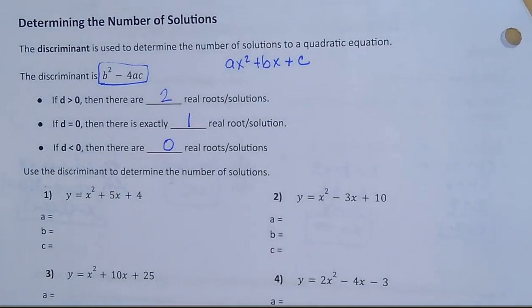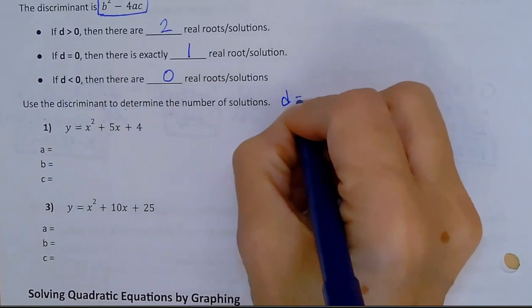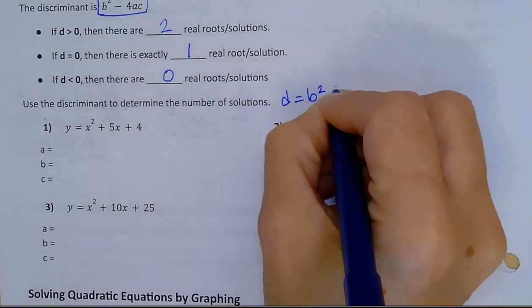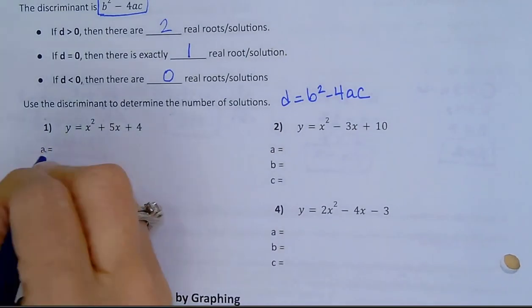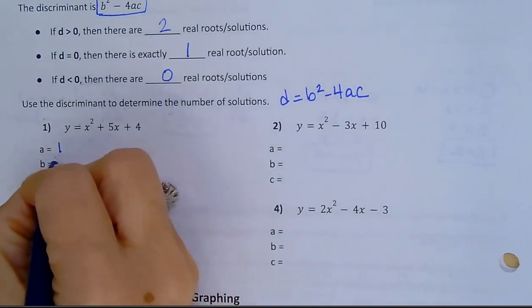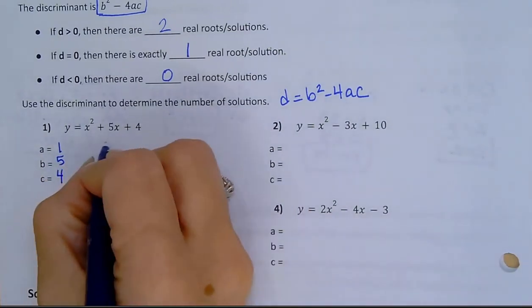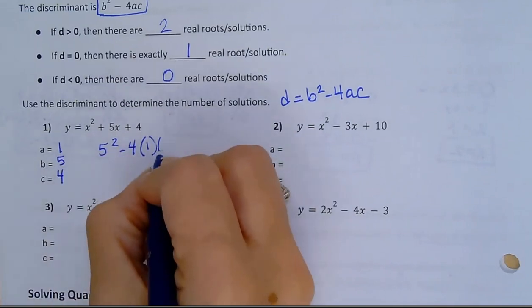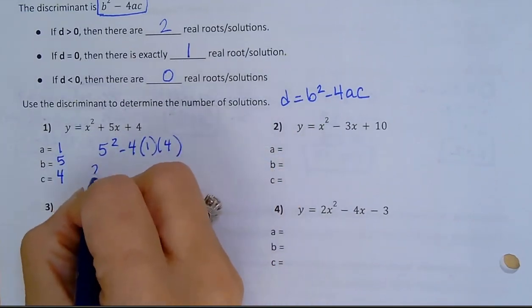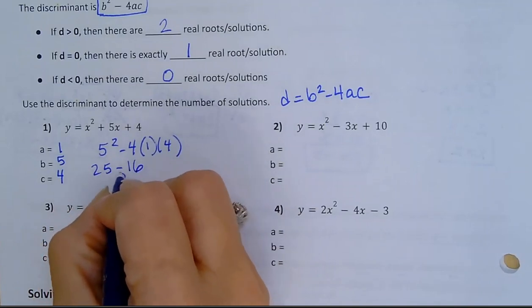All right, let's talk about finding the discriminant. Okay? Remember, discriminant is b squared minus 4ac every single time. So a here is 1, b is 5, c is 4. So my discriminant is going to be b squared minus 4 times a times c. 25 minus 16, which is 9.